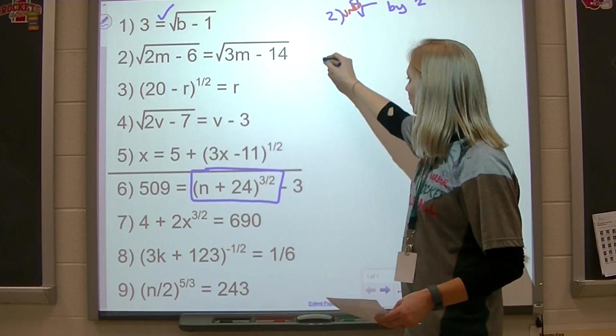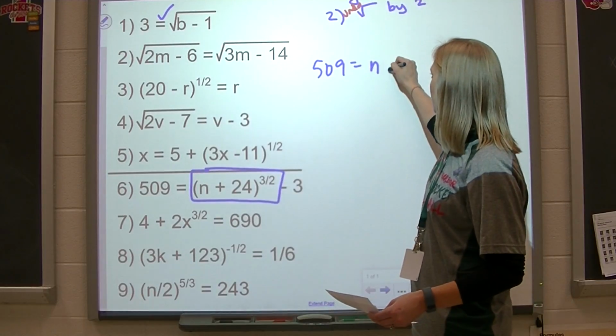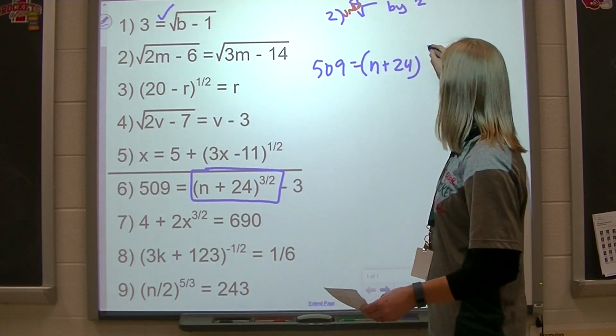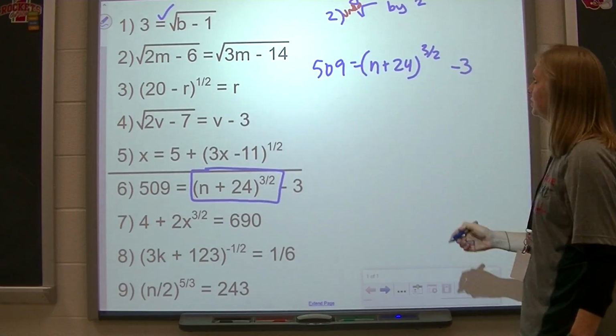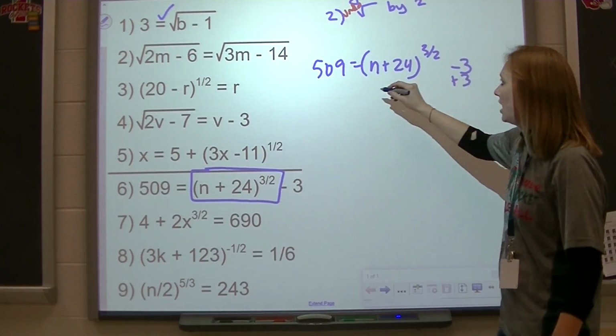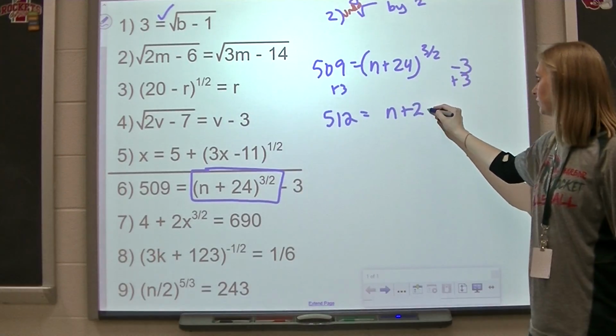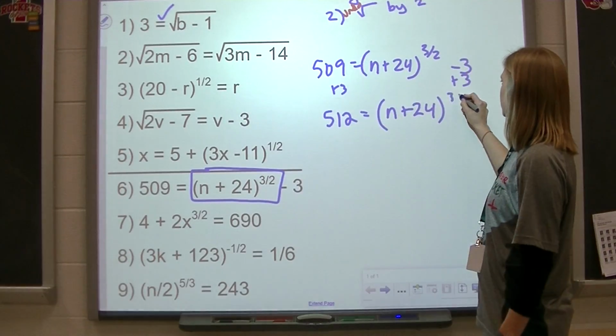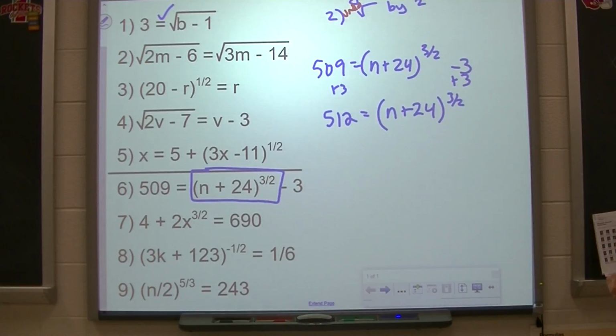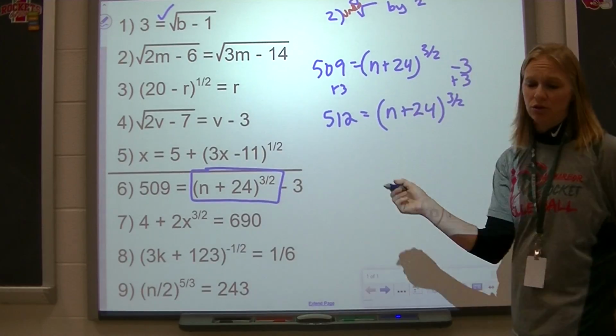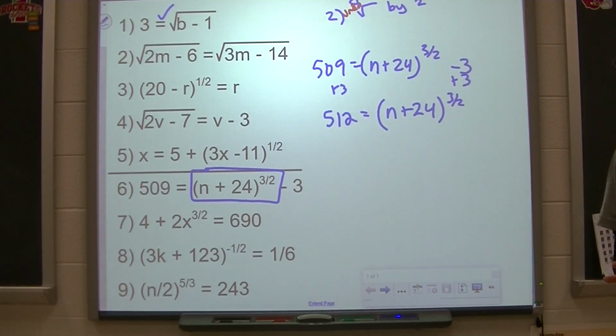So with 509 equals n plus 24 to the 3/2 power minus 3. To get this by itself, we're going to have to add 3 to both sides. So we're going to have 512 equals n plus 24 to the 3/2 power. Now I could write this as a radical, but I'm not going to. It would be the square root of n plus 24 cubed, and we don't need to mess with that, because that will just look confusing.